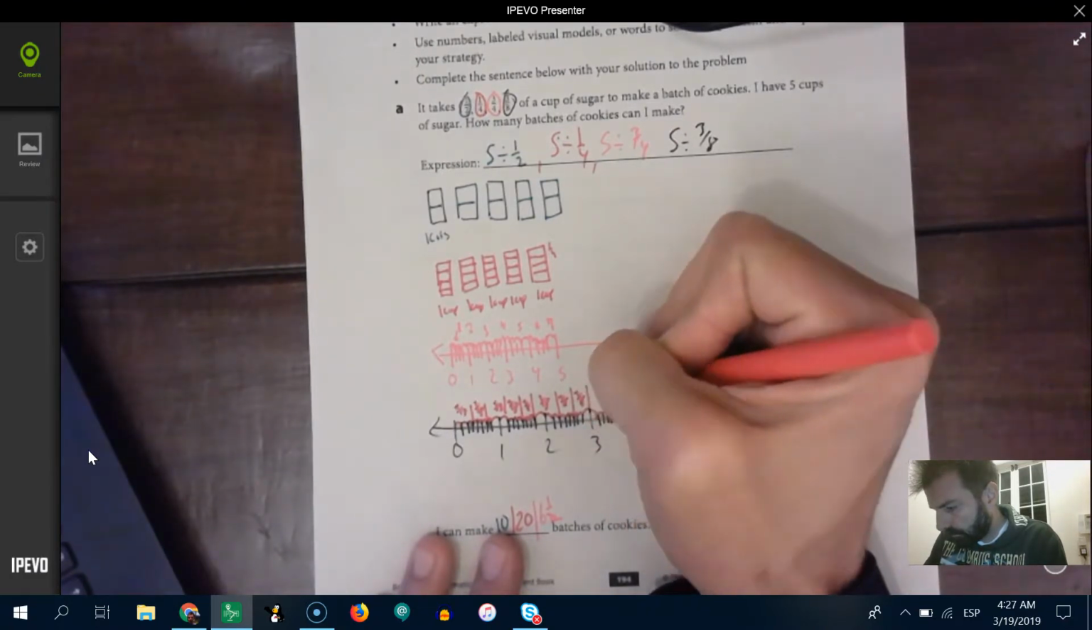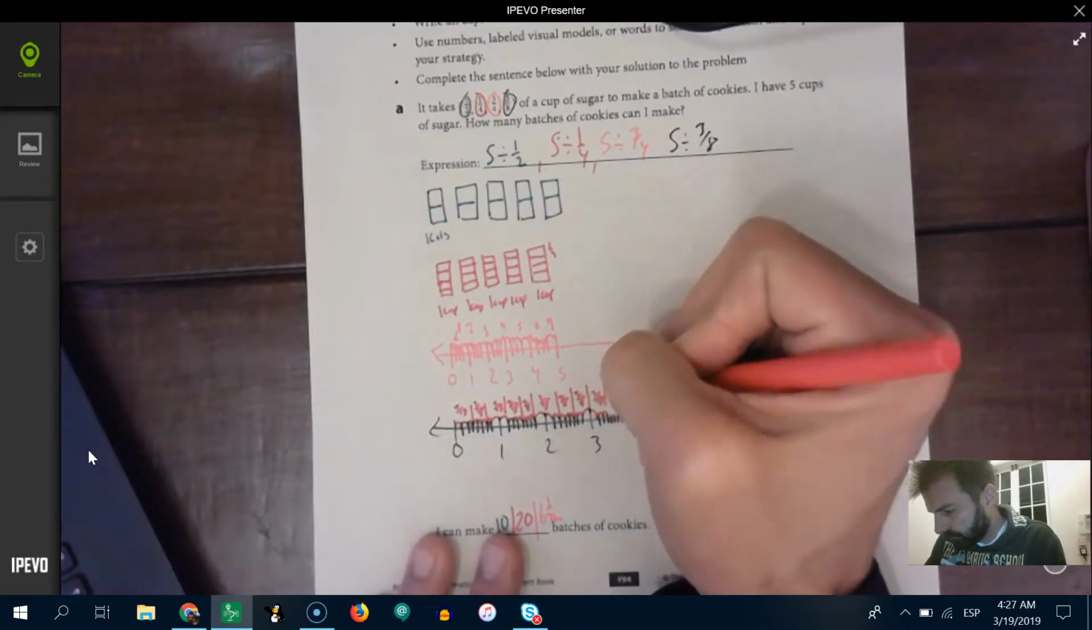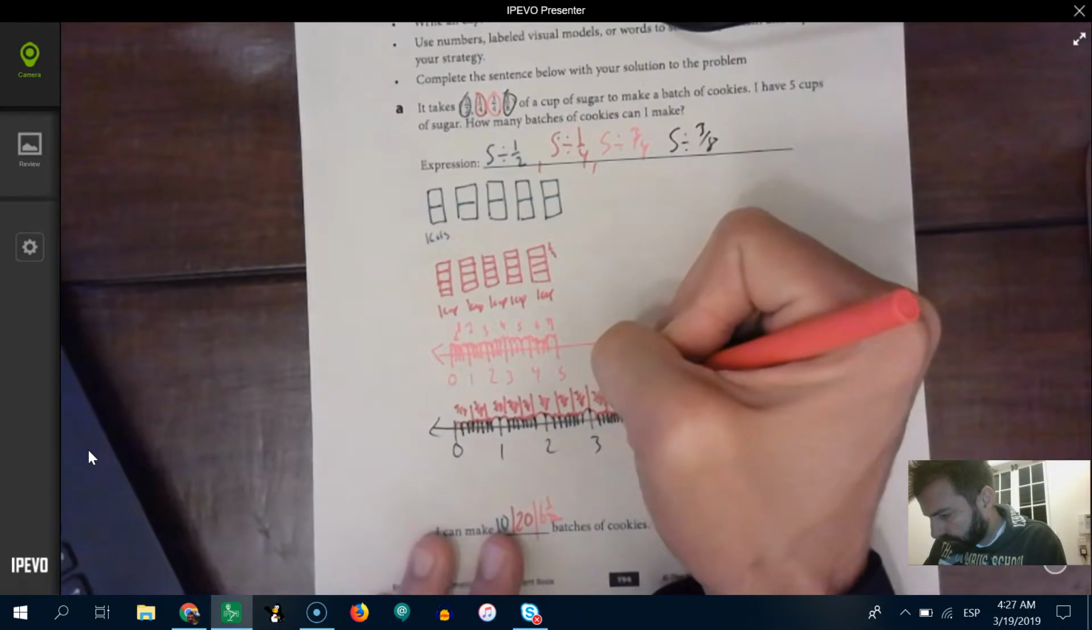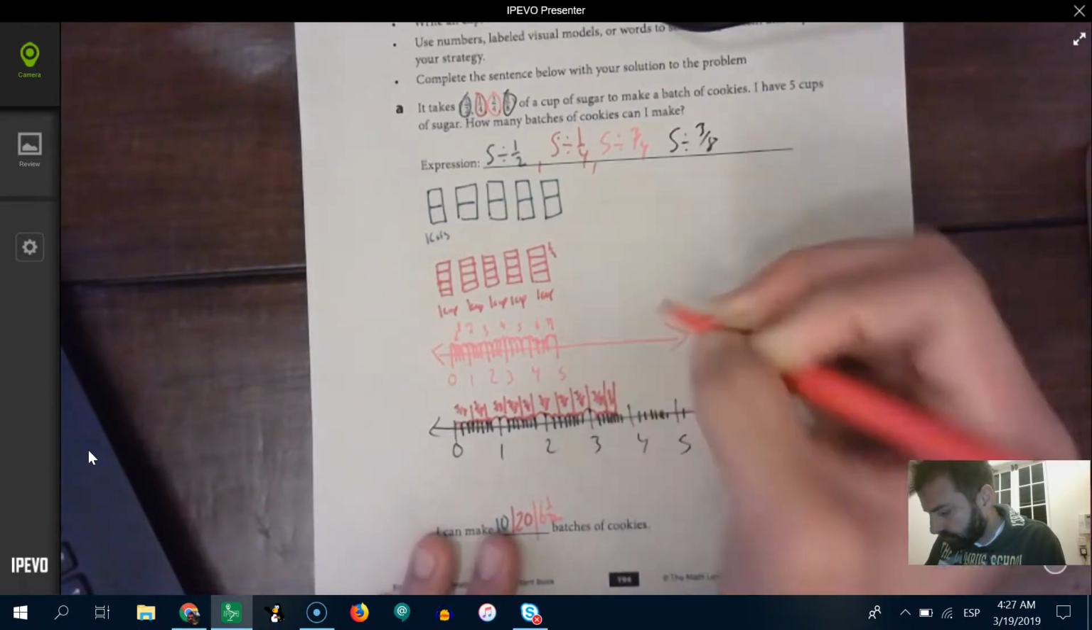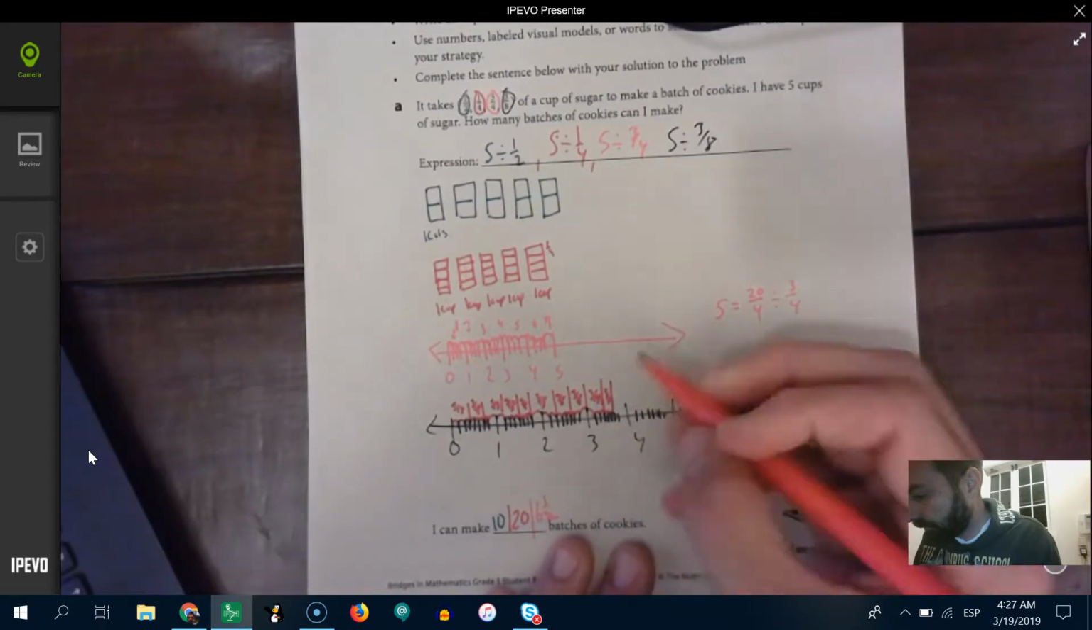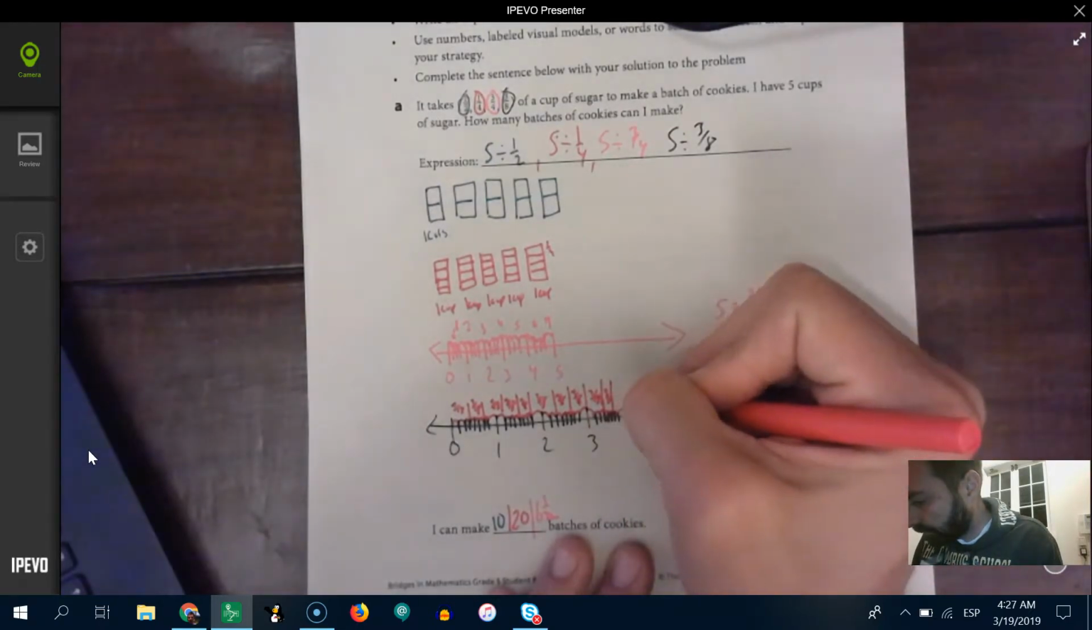1, 2, 3. 1, 2, 3. Let's see, there's a 1, 2, 3. 1, 2, 3.